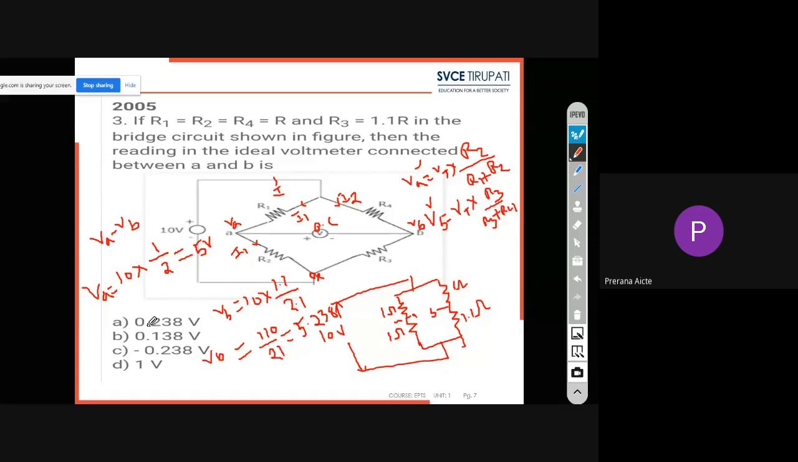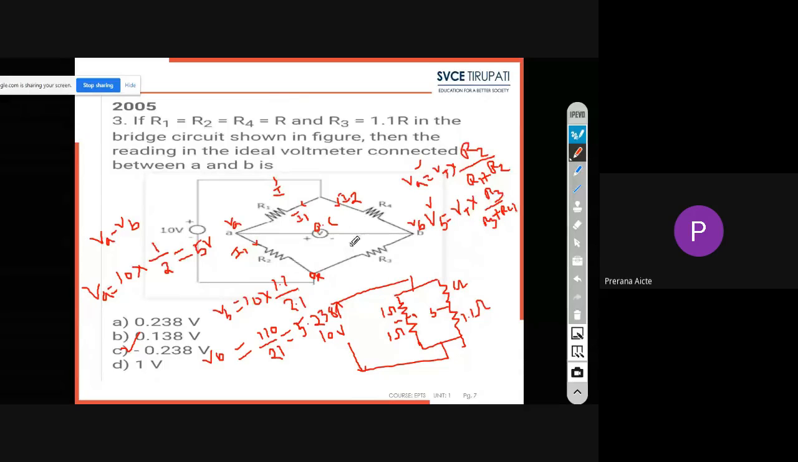So what is VA minus VB now? 5 minus 5.238. What is the value? 5 minus 5.238 is minus 0.238. Okay, so this is the answer for this question.